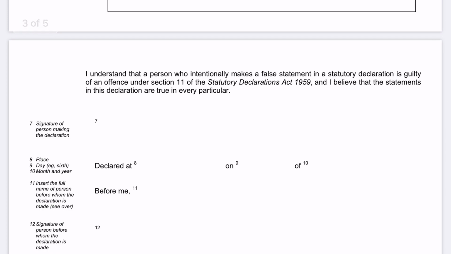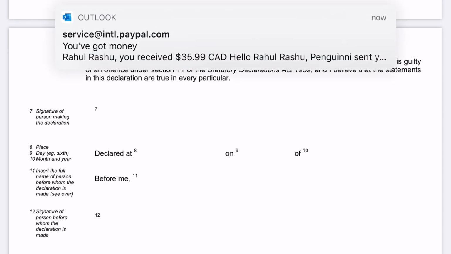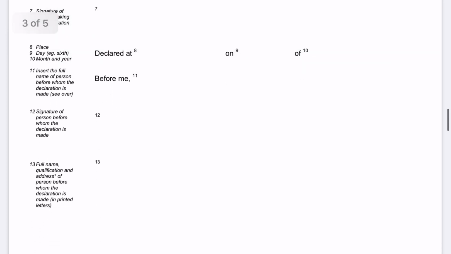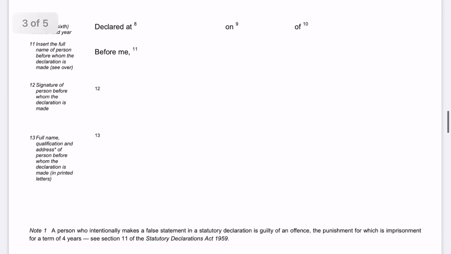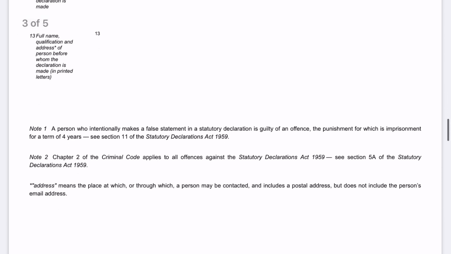All right. Number 7, signature of person making declaration. The sponsor signs. Declared at place, on the day, month and year, January, February, March, whatever. Then insert the full name of the person before whom the declaration is made. So we'll see who can be authorized and who cannot be later on. Signature of the person, full name, qualification and address.